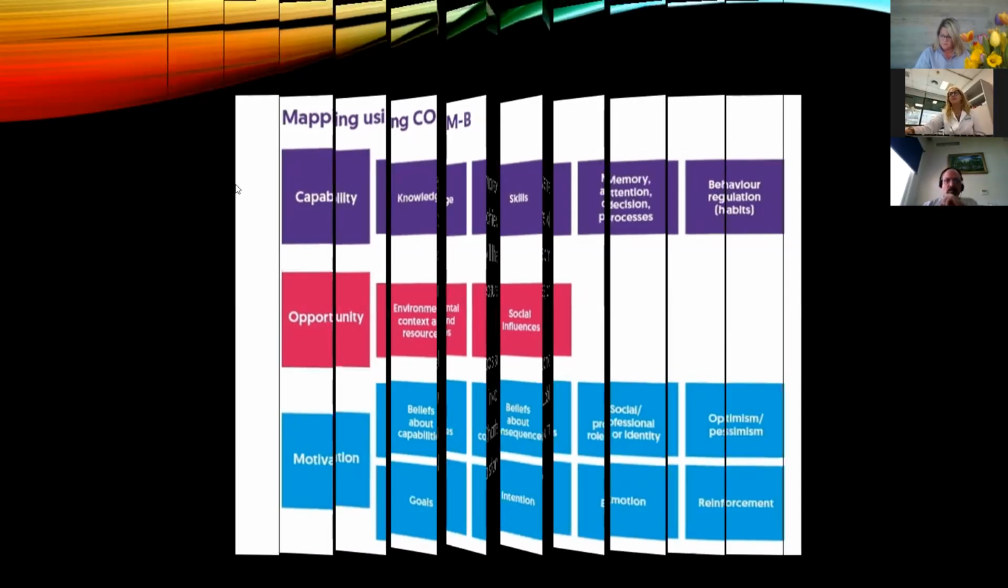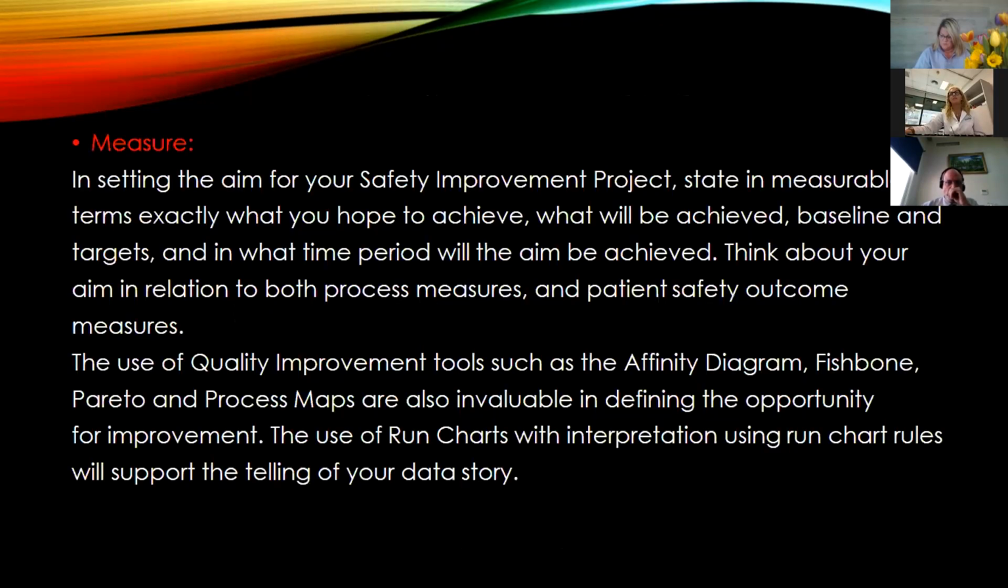Measures, how we measure it. It is setting an aim for our safety improvement project that is measurable. Exactly what you hope to achieve, what will be achieved, the baseline and the target, and in what time period it will aim to be achieved. SMART target. Think about your aim in relation to both process measures and patient safety outcome measures.